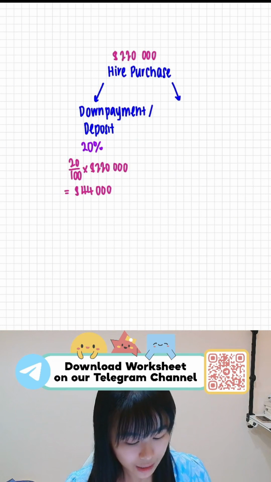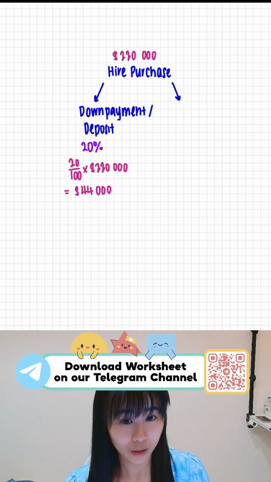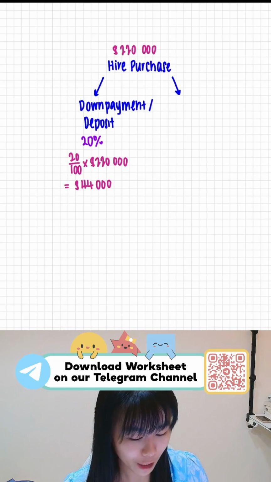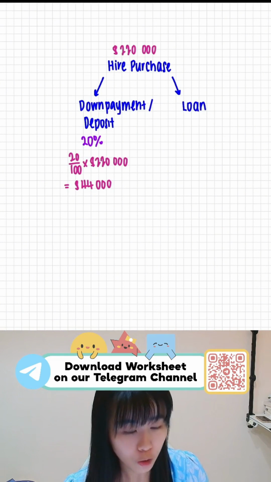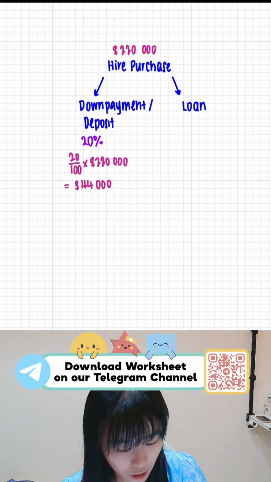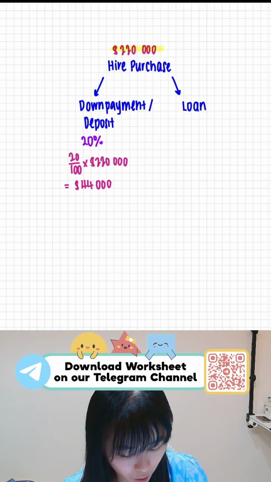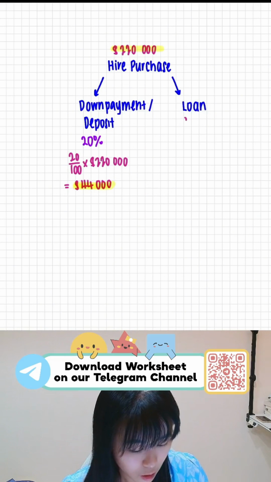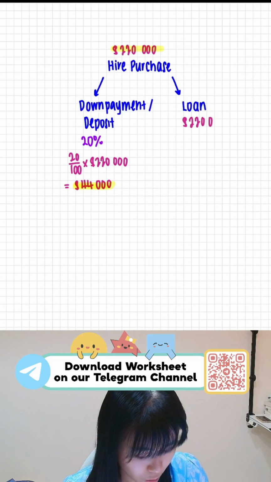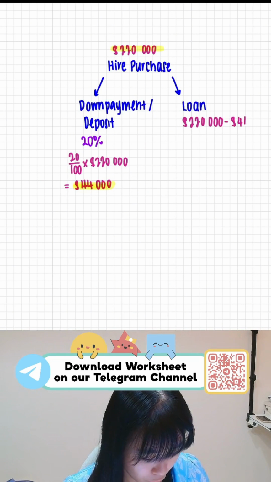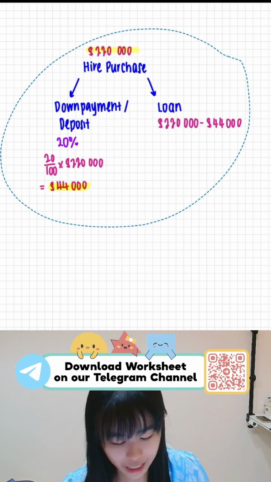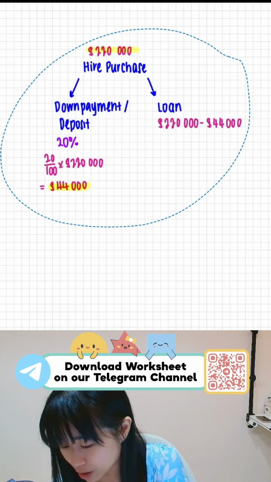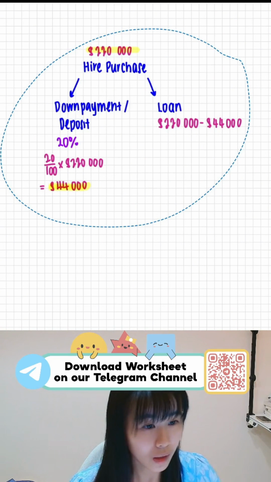Then the remaining, it's not that you don't need to pay. You need to take a loan, because you don't have enough money, right? So your loan must be how much? Your loan must be the original price minus whatever you have paid. Correct or not? So your loan is 220,000 minus 44,000, which is basically the same as saying it is 80% of your 220,000.